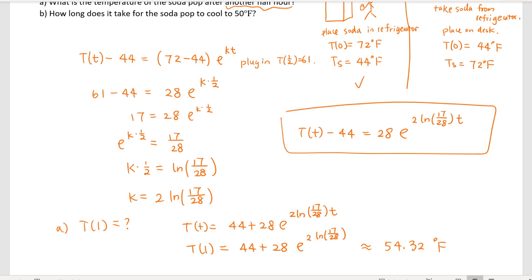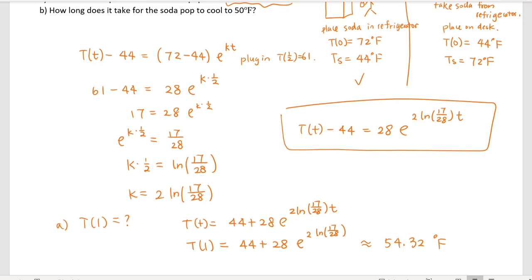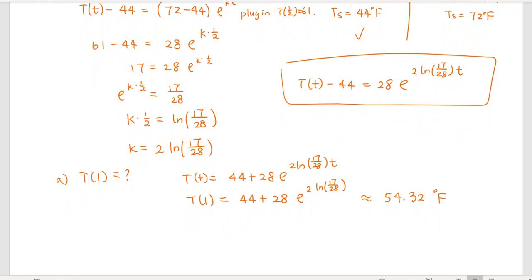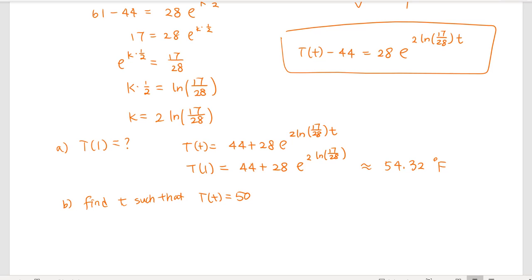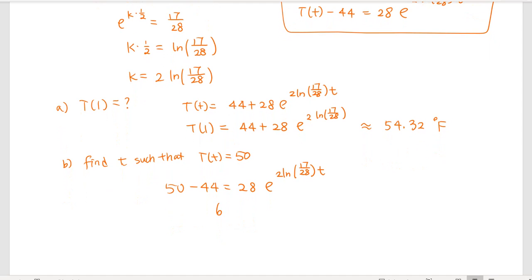Part B, how long does it take for the soda pop to cool to 50 degrees Fahrenheit? For part B, we want to find the time such that T of that time is 50. Let's plug in. 50 minus 44 equals 28 e to the 2 ln of 17 over 28 t. 50 minus 44 is 6. So 6 equals the right hand side.